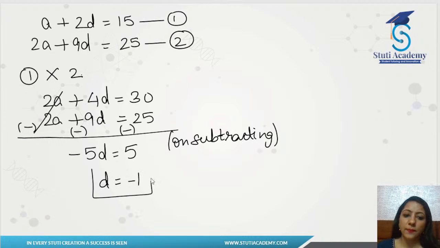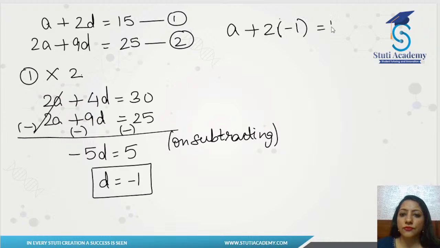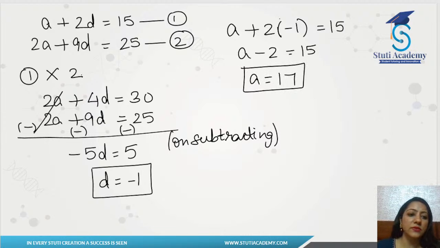D is negative 1. Now I'm going to pick up this d is equal to negative 1 and put it either in the first equation or the second one. That's my choice, whatever I'm finding comfortable. So for the time being, I'm putting this in the first equation. So I will get a plus 2 times of minus 1 is equal to 15. So this will become a minus 2 is equal to 15, and then we are going to get a as 17. So a here is 17.